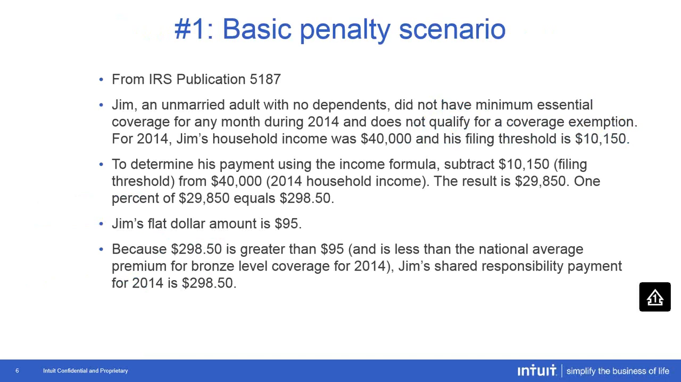Okay, first off, the ACA penalty. Use case number 1, basic penalty scenario taken from IRS publication 5187. Jim, an unmarried adult with no dependents, did not have minimum essential coverage for any month during 2014 and does not qualify for a coverage exemption. For 2014, Jim's household income was $40,000 and his filing threshold is $10,150. And instead of reviewing the results here on the screen, I'll go through the results within the product.